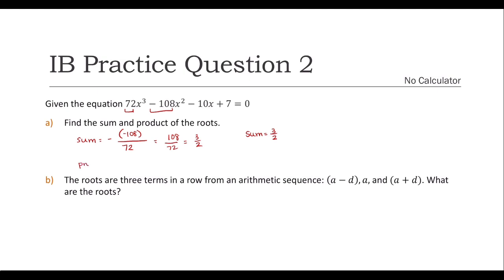Our product is going to equal our constant term, 7, over our first coefficient, 72. And because it's an odd function, we're going to put a negative in front. So our product is negative 7 over 72.